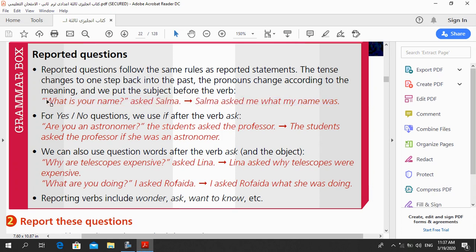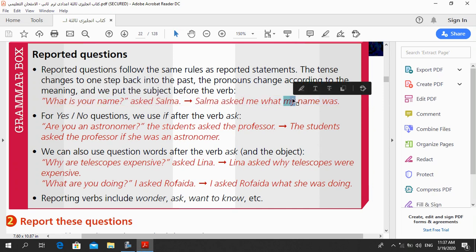"What's your name?" is surrounded by quotation marks, or sometimes we say speech marks. Those speech marks are removed. There are no speech marks here. What else? The question mark is removed. Wow, okay. This is the second difference. And then I started with Selma. This is the beginning. Selma asked me. There is no me here. Why? Because Selma was asking me. So I'm reporting what Selma said.